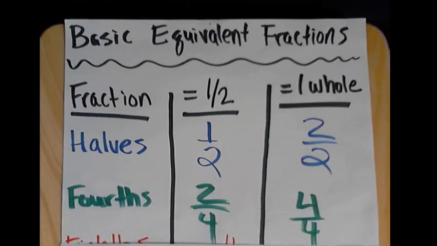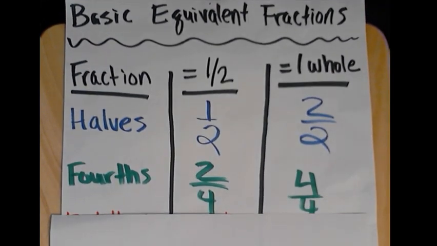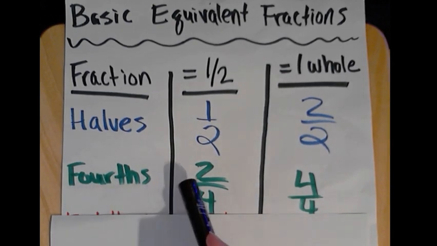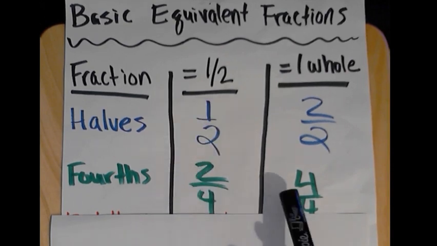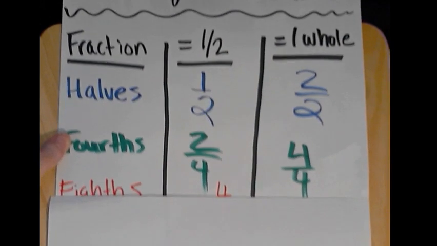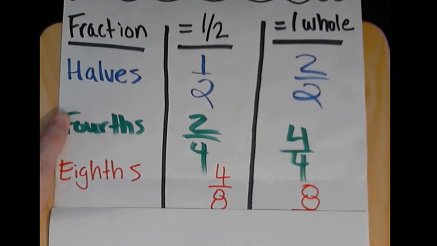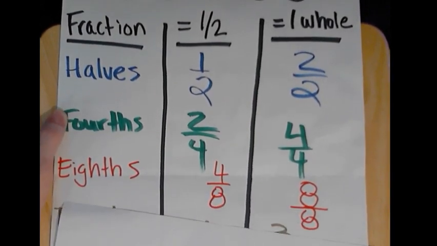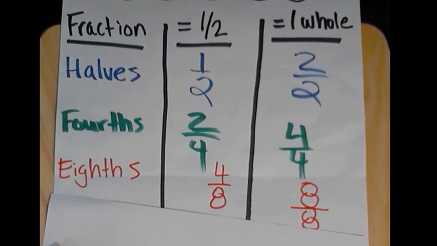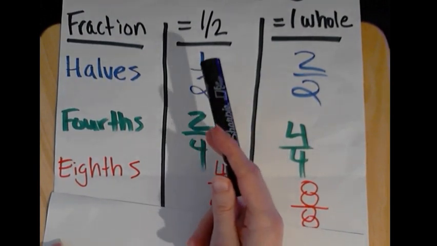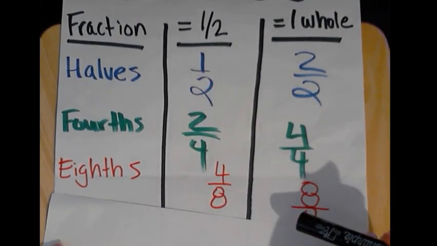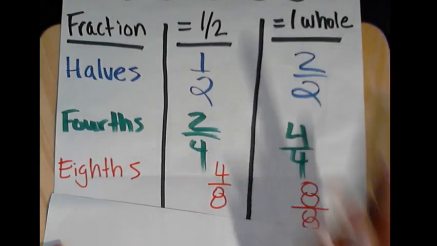So if we look at fourths, if you cut 1 whole into fourths, 2/4 is also equal to 1/2, and 4/4 is equal to 1 whole. But if we look at eighths, 4/8 or 4 out of 8 is equal to 1/2. And 8 out of 8 is equal to 1 whole.